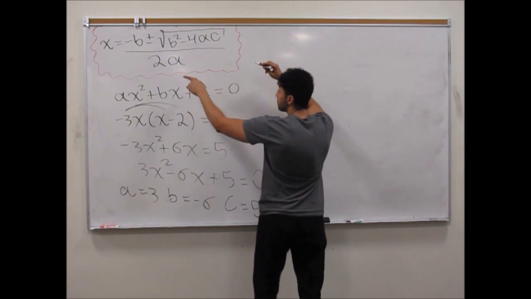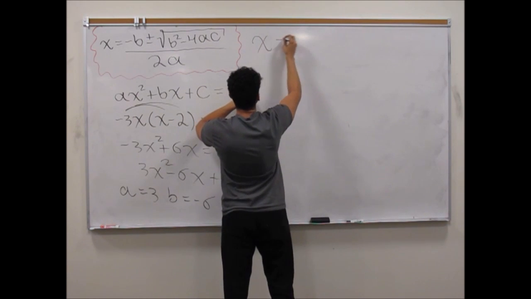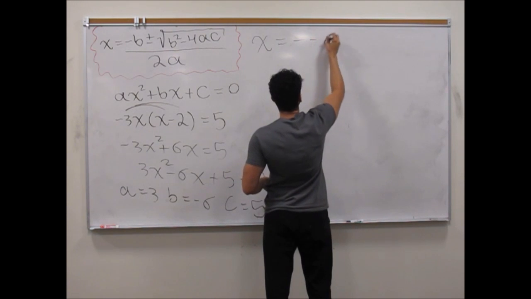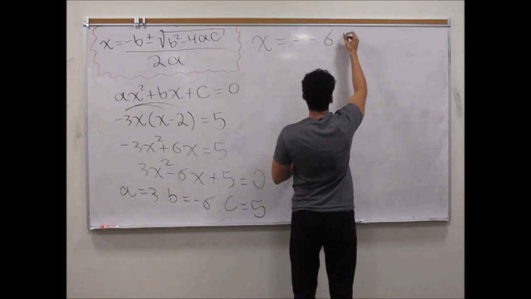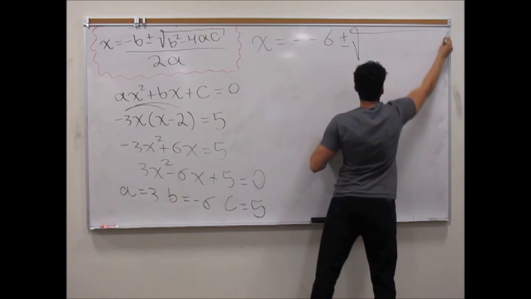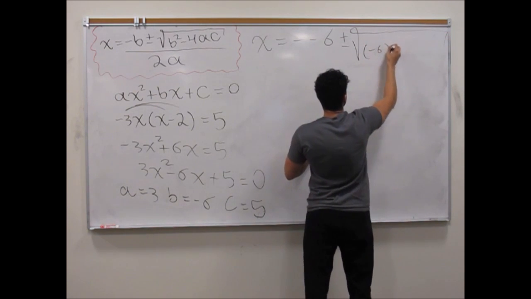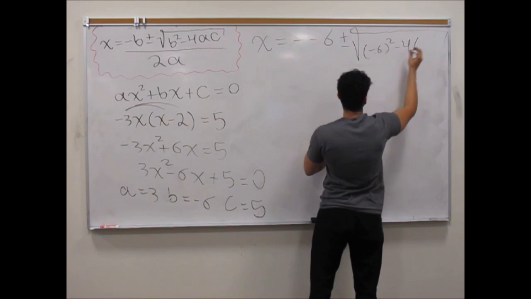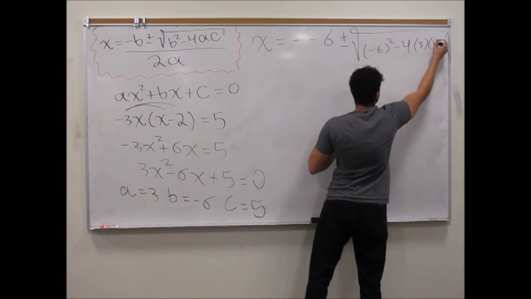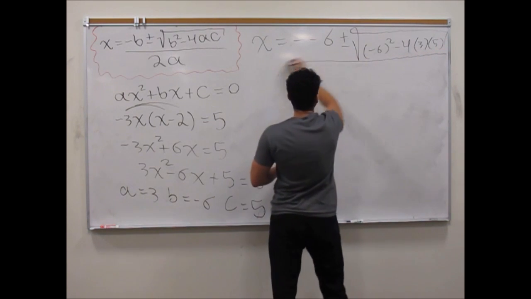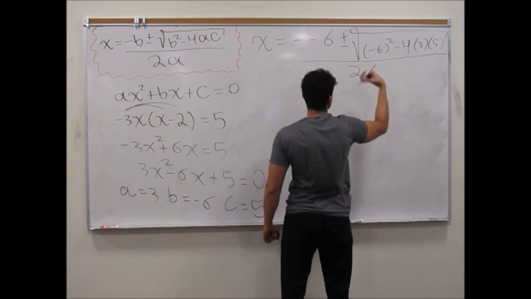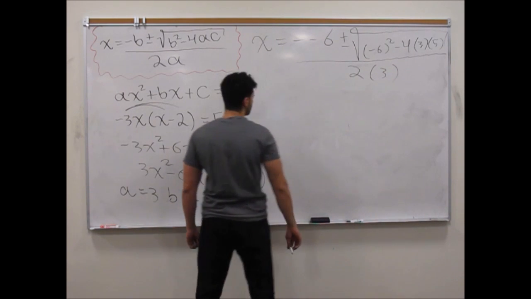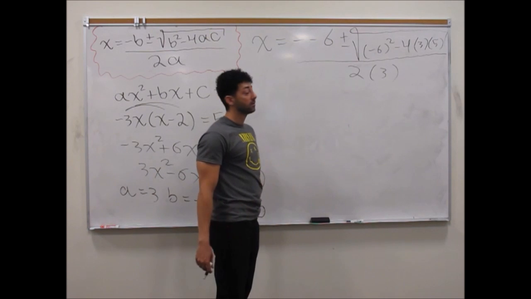Plugging it into here, we get that x is equal to negative. My b was negative, so be careful with that. Plus or minus the square root of my b squared minus 4, my a was 3, and my c was 5. And this is all over 2 times my a, which was 3. Okay, so now we just simplify.